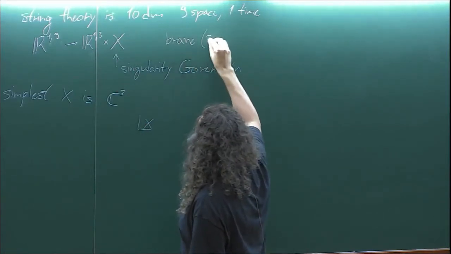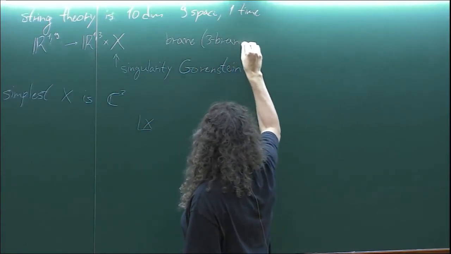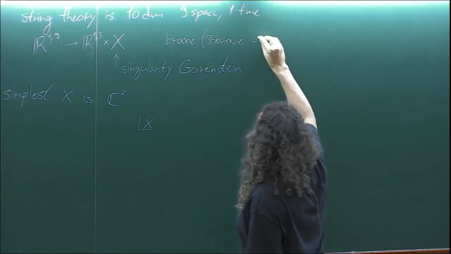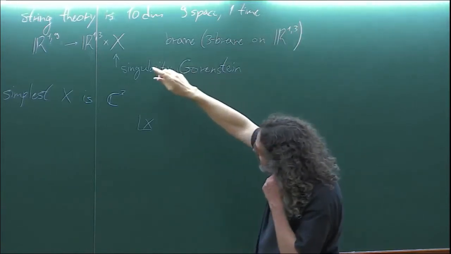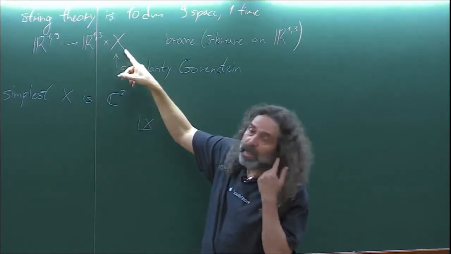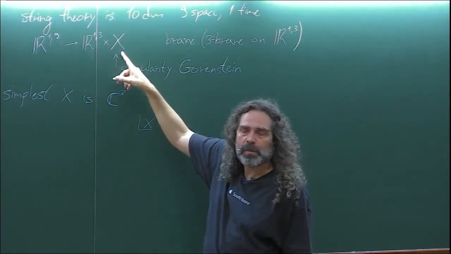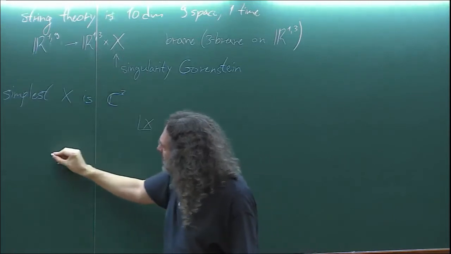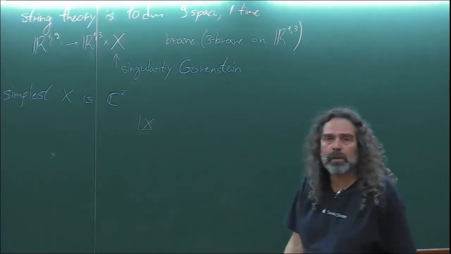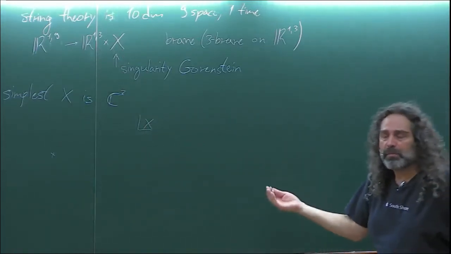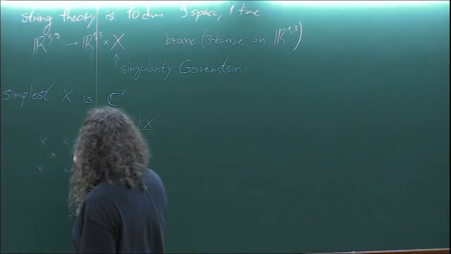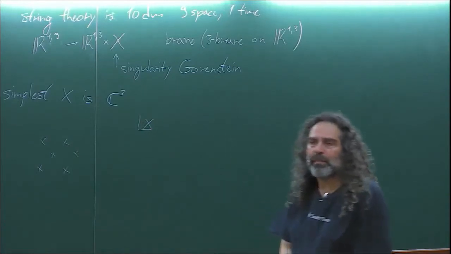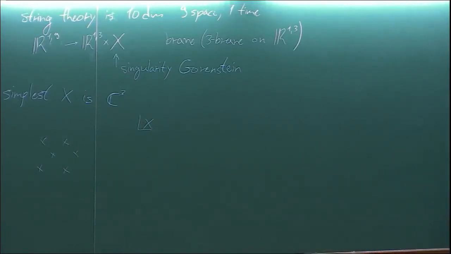It's called the 3-brane on R^{1,3}. So it fills this space, but it's point-like in this direction. So when I draw, it's just going to be a point. And I have k of them. So if I have k of them, I'll just draw k points, k identical objects.